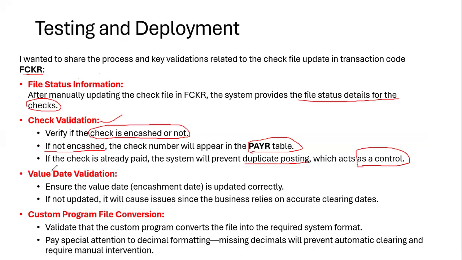Okay, and value date validation. Ensure that the value date, the encashment date, is updated correctly. The reason is that this is the most important thing from the business perspective. When the check is cleared from the bank side, they have to update the document with the clearing transaction date. That is important. If not updated, it will cause issues, since the business relies on accurate clearing dates.